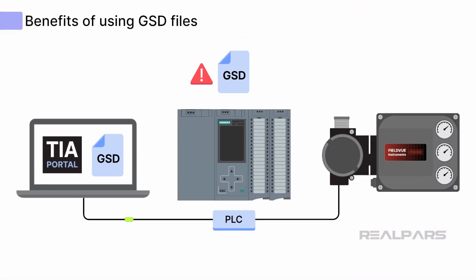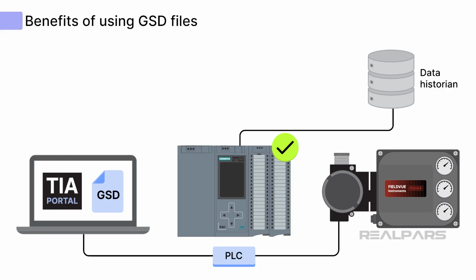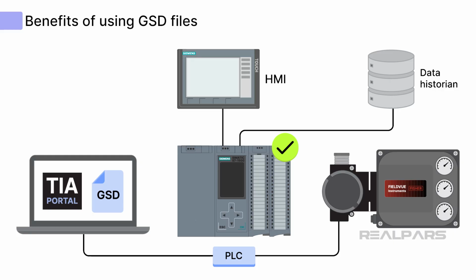GSD files are not loaded into the PLC memory when the program is downloaded. The fingerprint of the configuration contained in the GSD file allows TIA Portal to populate the working memory with the data obtained from the device. This data can then be used by the PLC program logic, retrieved by a data historian for trending, or read by an HMI program for display to the operator.